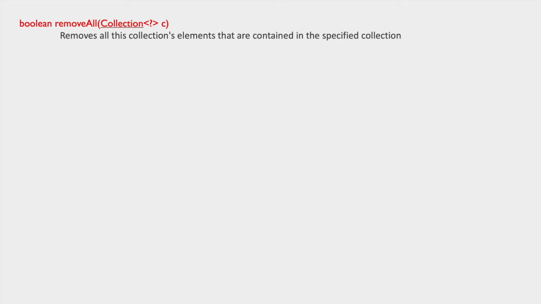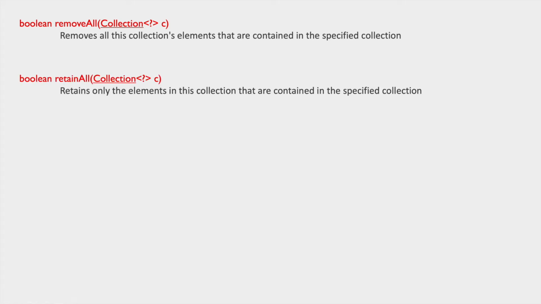By using this removeAll method, we can remove a group of objects from the collection object. Whatever group of objects you pass as the parameter, those objects will be removed from the collection. The next method is the retainAll method. This method is used to retain only the elements in the collection that are contained in the specified collection.